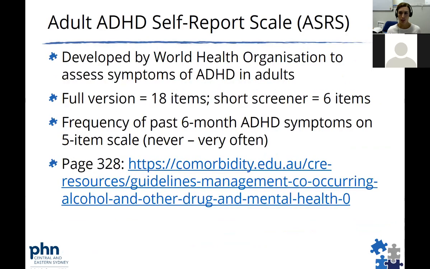The World Health Organization developed the Adult ADHD Self-Report Scale, or the ASRS, as a means of assessing symptoms of ADHD in adults. There's a full version of the scale which contains 18 items and a short screener version which contains 6 items, but the short 6-item version has actually been found to outperform the original 18-item scale.